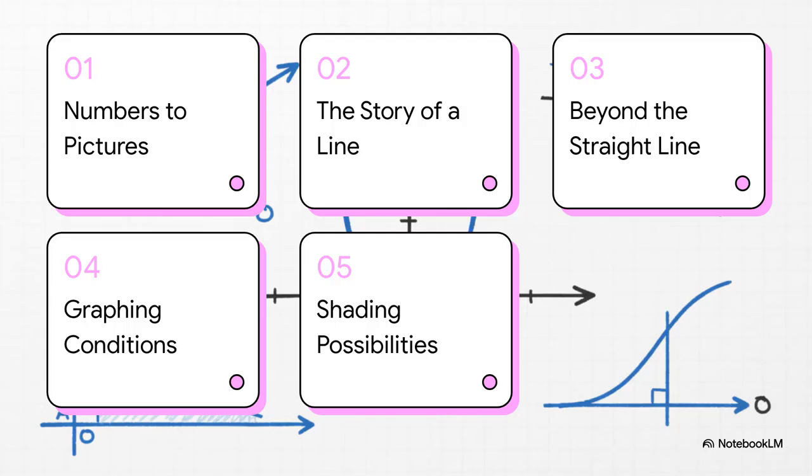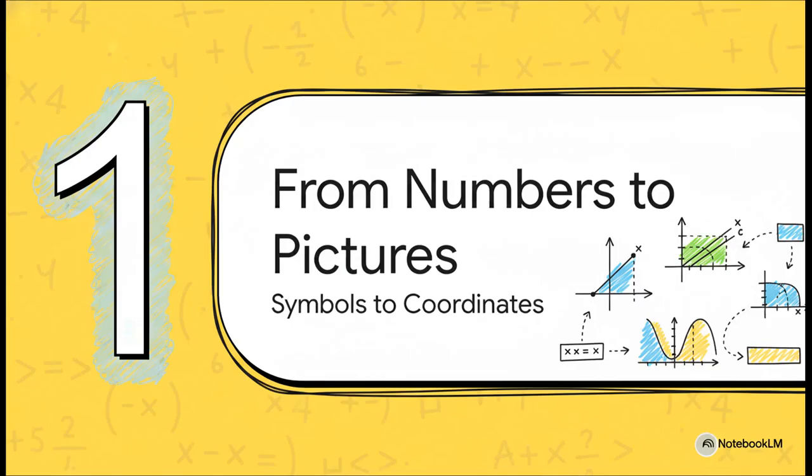All right, so here's our game plan. First, we'll see how to turn those numbers into actual pictures. Then, we'll decode the story of a simple straight line. After that, we're going to get a little wild and explore what happens when equations get curvy. Then, we'll look at functions with split personalities, and finally, we'll figure out how to graph an entire region of possibilities.